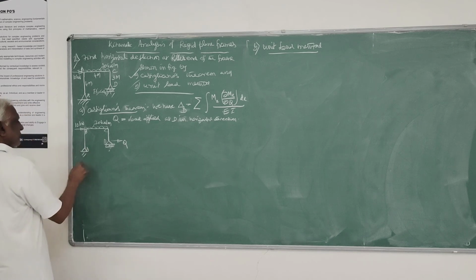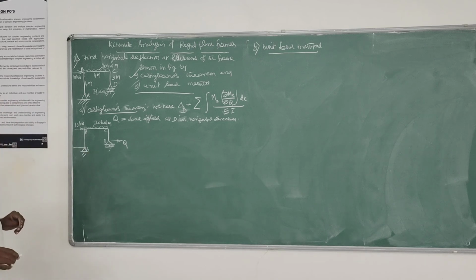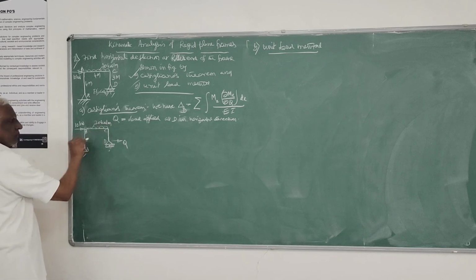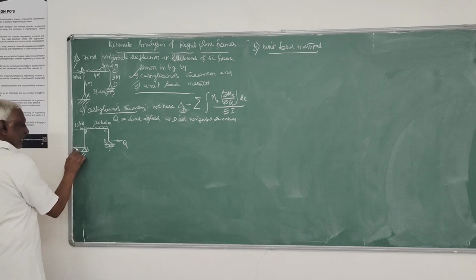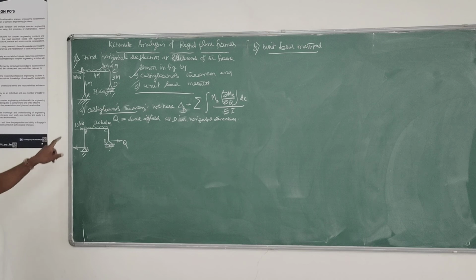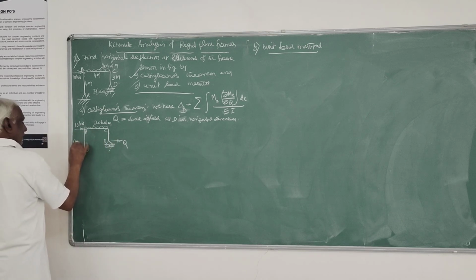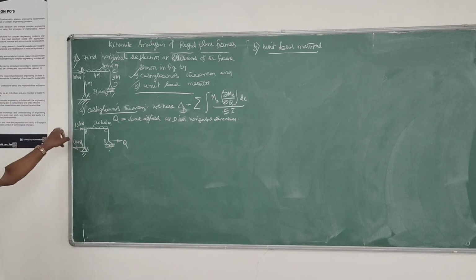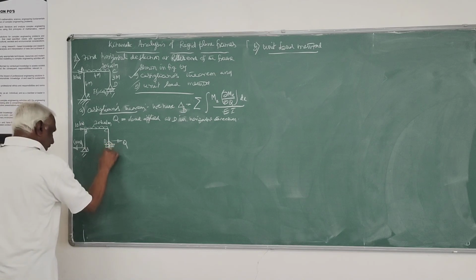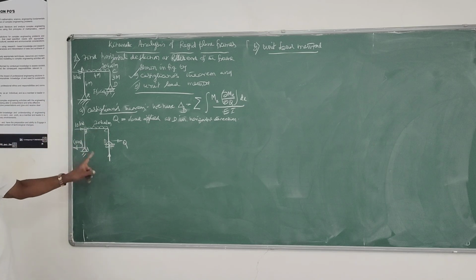So here, at the support, you will get only horizontal reaction. Both horizontal loads are acting from left to right, so here the reaction has to be right to left: 10 plus Q. By sigma H equals 0, this H_A will be equal to 10 plus Q. Then you can find out the vertical reaction. Carefully you have to do.